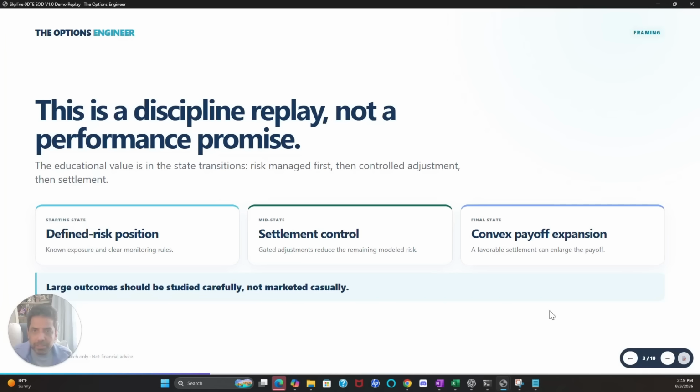The demo will show how the position moved from defined risk through gated adjustments into a zero model car state before settlement. The process, not the final gain, is the main lesson. The focus here is the change in risk state.